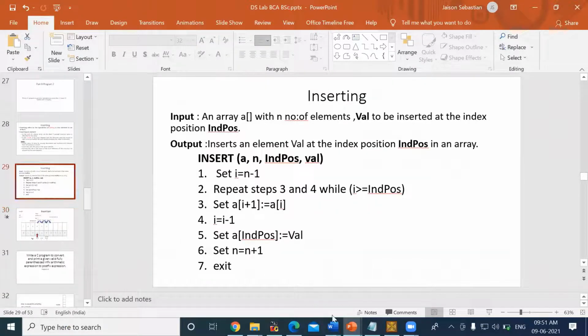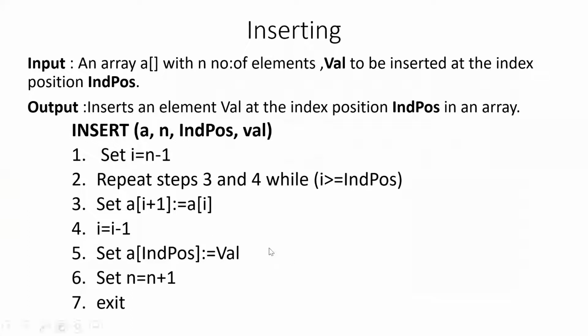Okay. So here what we are doing is repeat steps 3 and 4. Which are steps 3 and 4? Set a of I plus 1 equal to a of I. I'll show you the animation. We have to do these two steps as long as I is greater than or equal to the index position.